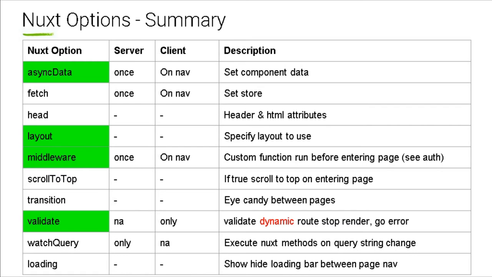Layout: you've seen how to use it inside the error view. There's actually a layout property, and that's where it changes the look of the layouts to be different. Middleware, we use also for authentication. Scroll to top: if you want to jump to the top of the page when you navigate, this is the one. It's very easy. Transition is eye candy between page transitions. Validate, we've seen already, validating the route.